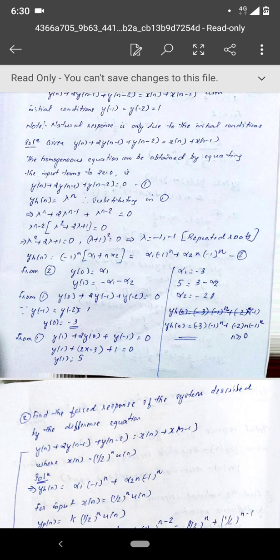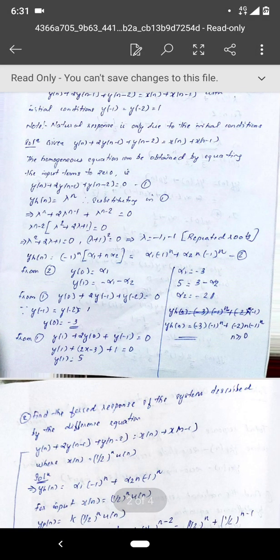That is, when we consider the initial conditions alone, the input is taken as zero. That is why zero input. So the response due to the initial conditions is also called a zero input response or the natural response. When you take into consideration the initial conditions, the response is called zero input response or natural response.